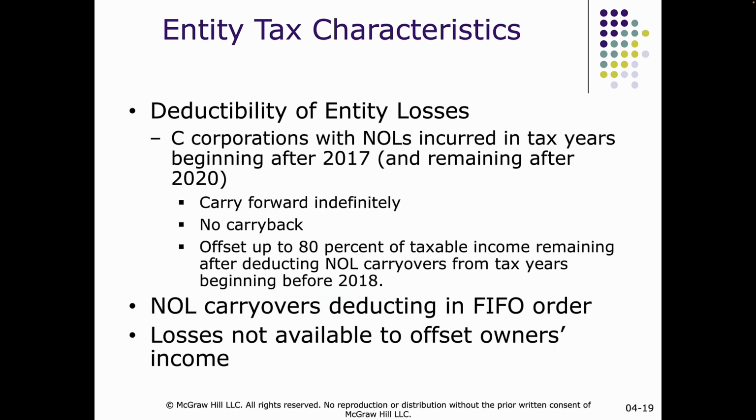Then for C corporations that have a net operating loss that they incurred with tax years beginning after 2019 and still remaining up until 2020, you can carry forward indefinitely. You cannot carry back, but you can offset 80% of that taxable income remaining after deducting the net operating loss carryovers from those tax years that began before that 2018 date. So net operating loss carryovers are deducted in FIFO order, first in, first out. Losses are not available to offset the owner's income, so keep that in mind.